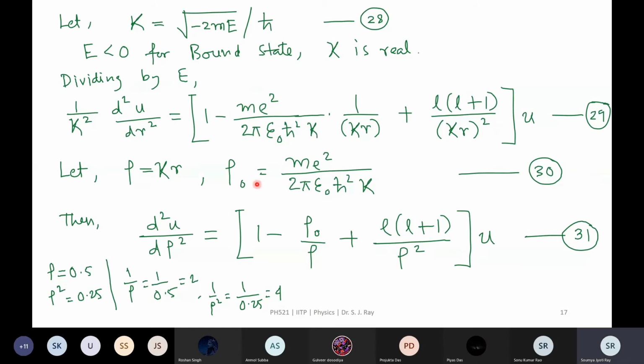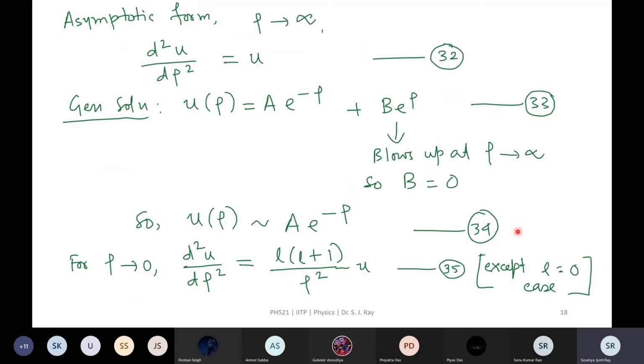So now if I do this substitution, then this equation will change to this form, that is d2u/dρ² = (1 − ρ0/ρ + L(L+1)/ρ²) u. Okay. So this is basically a very simple expression for this radial part. We have done several changes of variables at this stage. Now we will look at the asymptotic behavior of this particular equation.